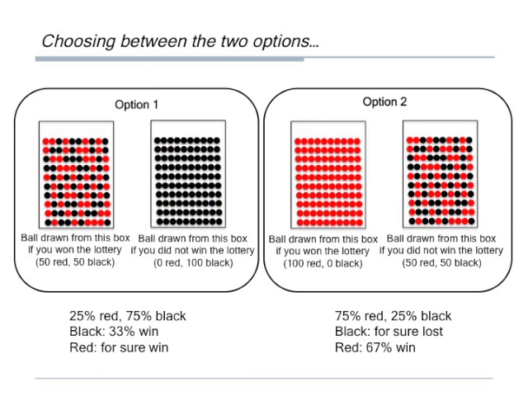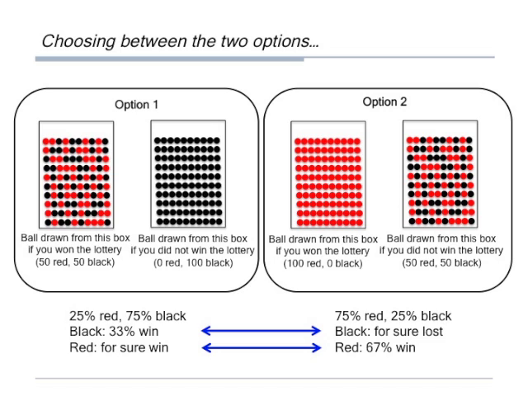Question 2 asks you to choose between these two options. These options are quite different than the simpler options you saw in question 1, so take a moment to inspect them carefully. In option 1, you are more likely to see a black ball, and in option 2, you are more likely to see a red ball. In option 1, seeing a black ball means that your chances of winning are 33%, and seeing a red ball means that you won for sure.